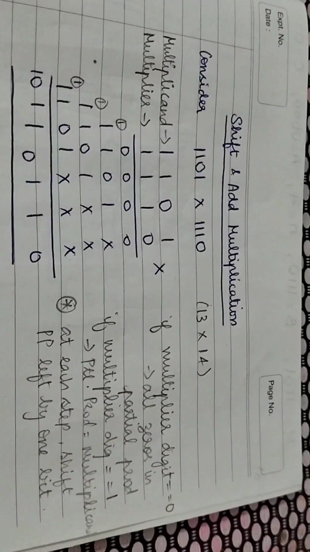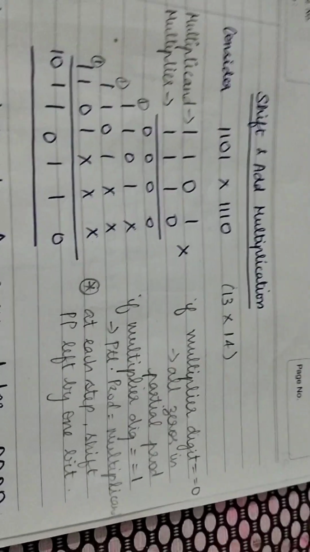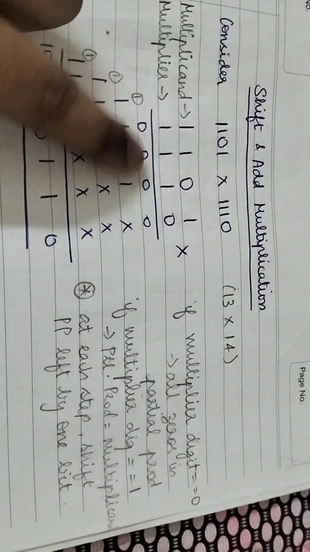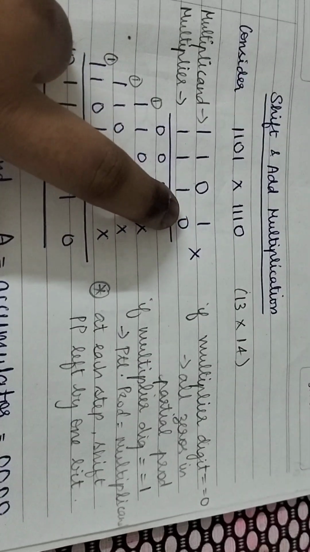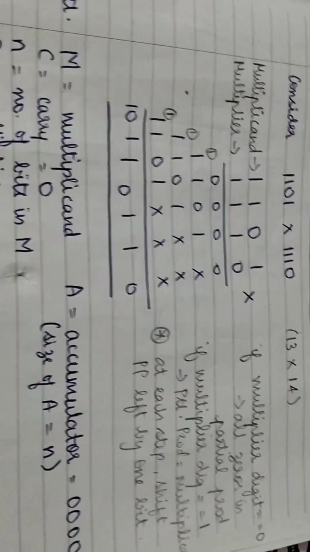I will be explaining the algorithm formally now, but to give you a very high level overview of why it is called shift and add: instead of shifting this one step left each time, we shift the multiplier one step right. And why that helps, we will see. So we are going to look at the algorithm now.